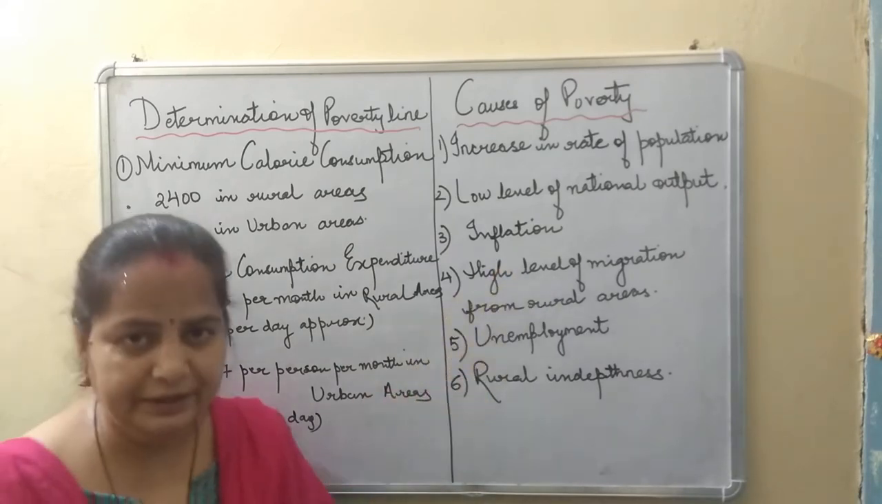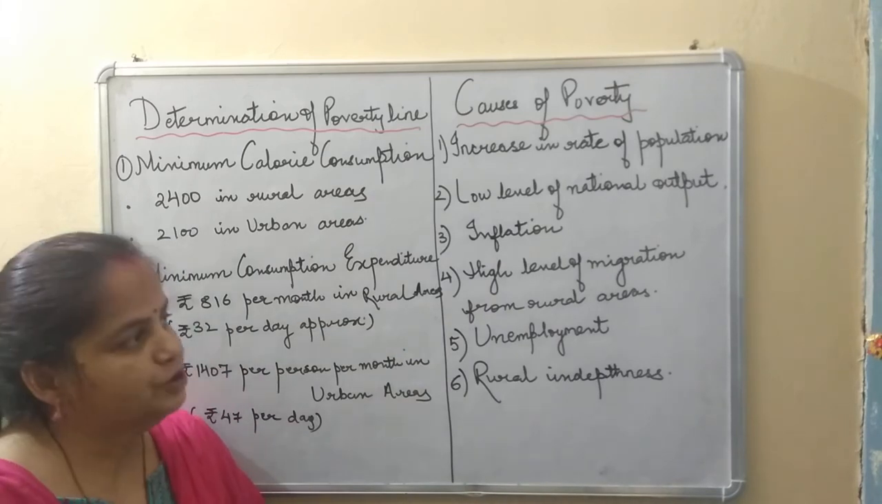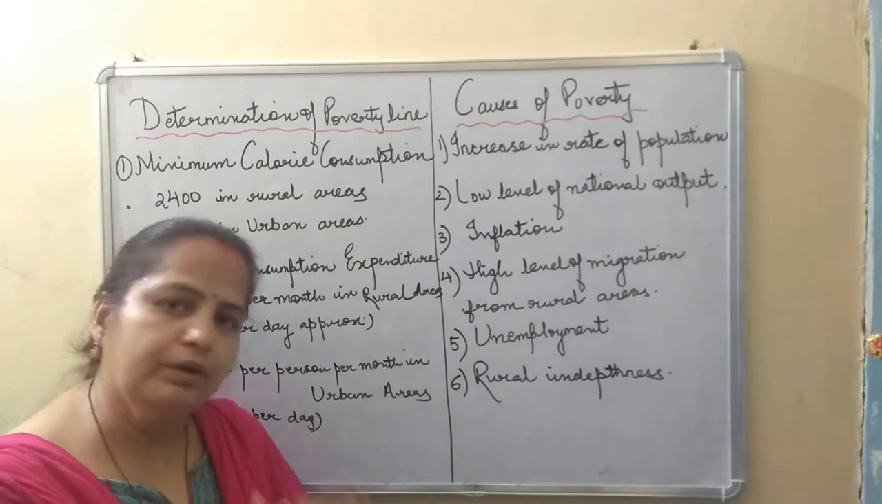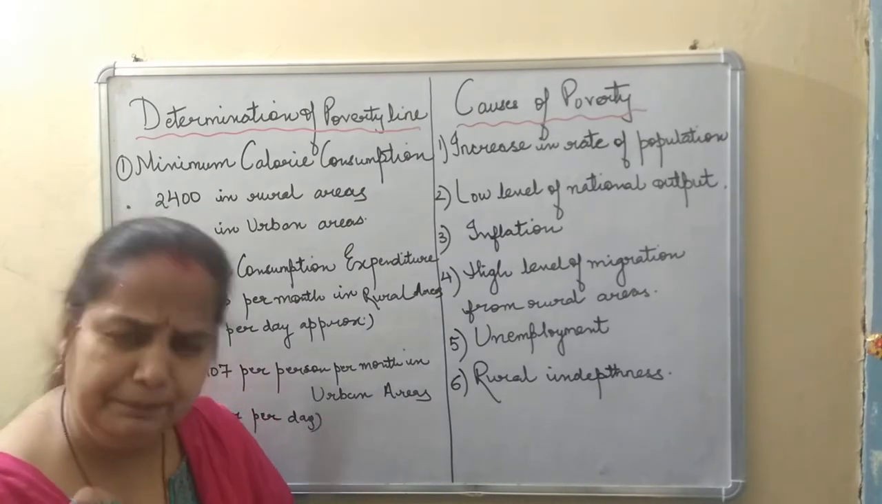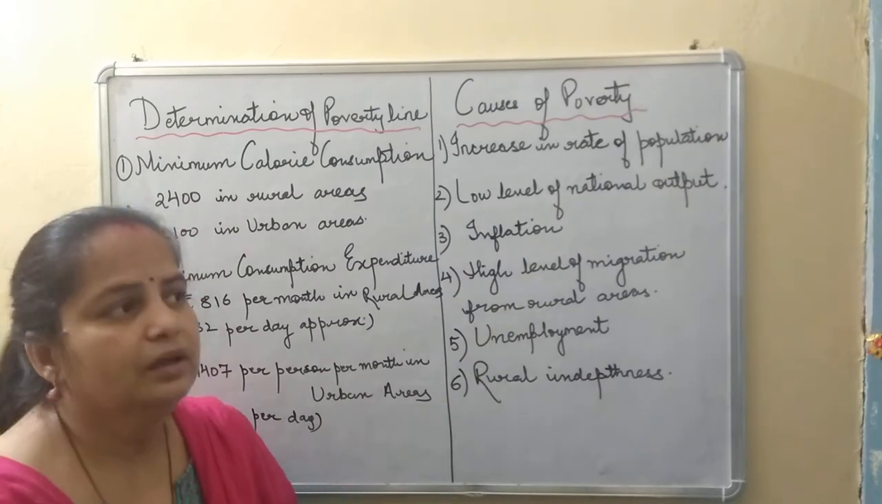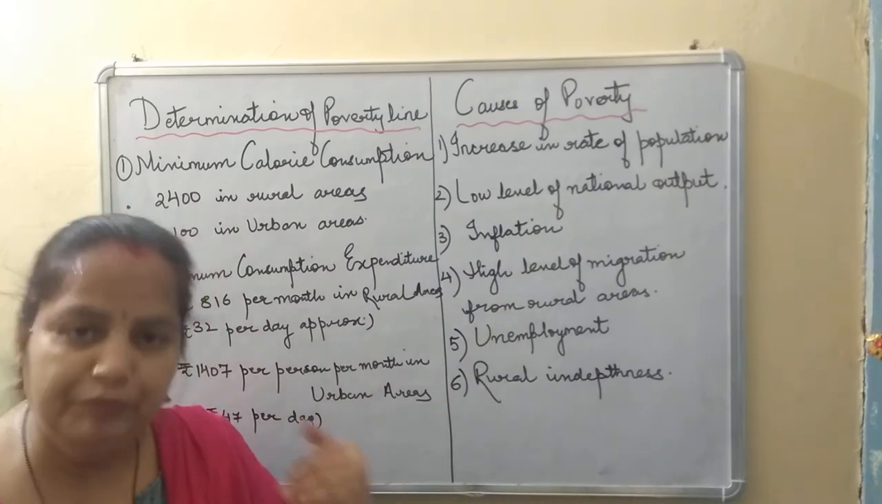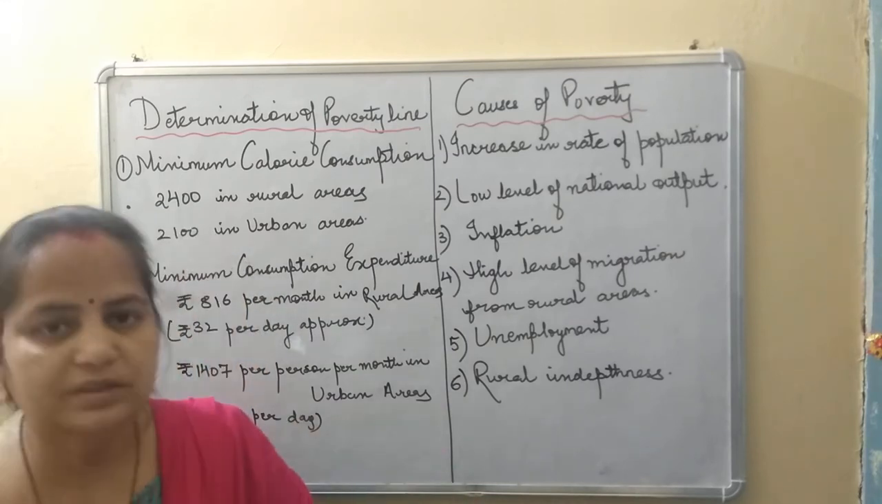Next is high level of migration. Now understand this, high level of migration. Migration means what, people moving from one place to another. पलायन जो लोग करते हैं ना, workers, laborers, that is any people, they are known as what? Migrants. Now, high level of migration means, you see, whenever in a village, you find that people migrate from village to city in search of job.